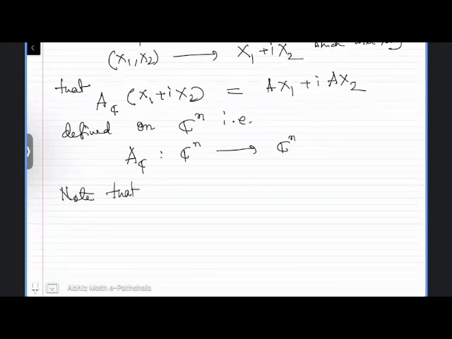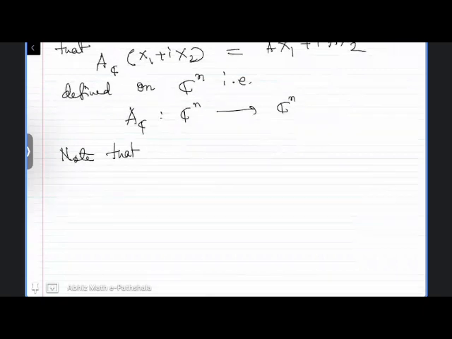Note that A(x1 plus ix2). I'm just seeing this as a matrix here. So A(x1 plus ix2) will be Ax1 plus A(ix2), right?